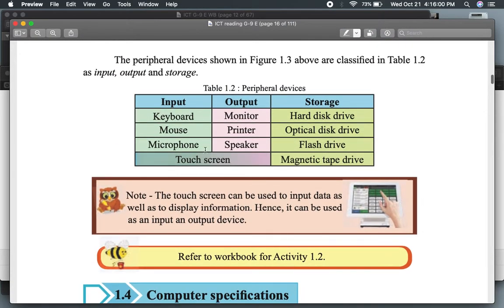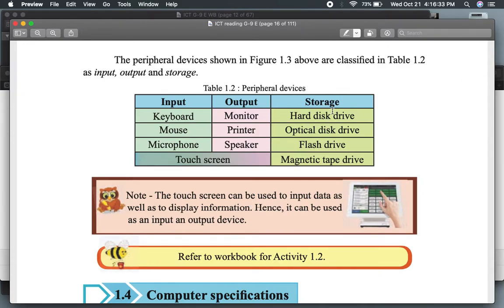And here at the bottom, beneath both input and output, you have the touch screen, and there is a note. The touch screen can be used to input data as well as to display information. Hence it can be used as an input and output device. So that's important. Some peripheral devices can be used for both input and output.